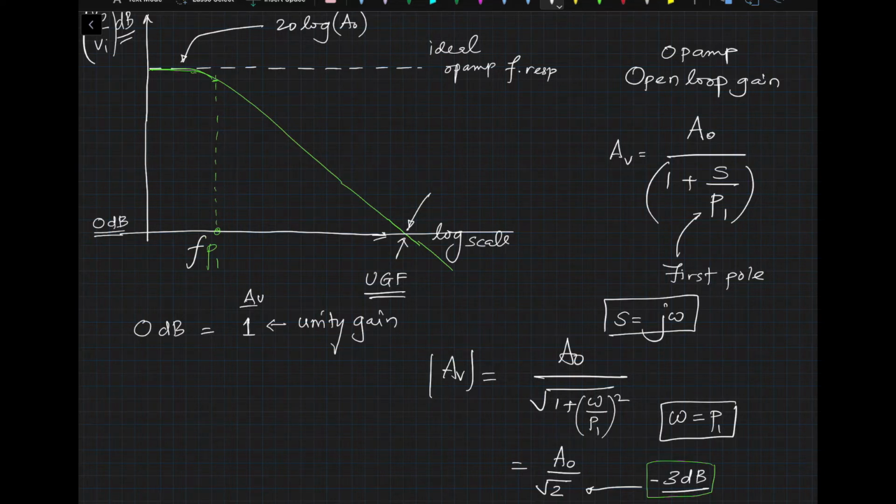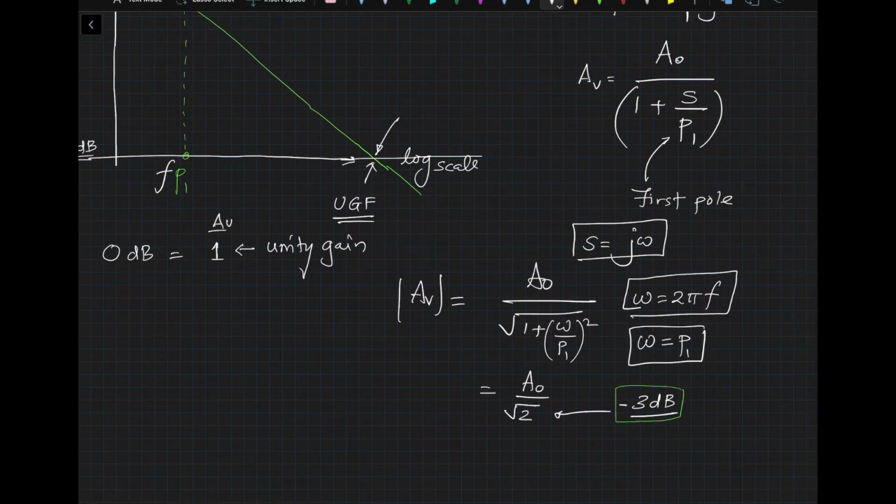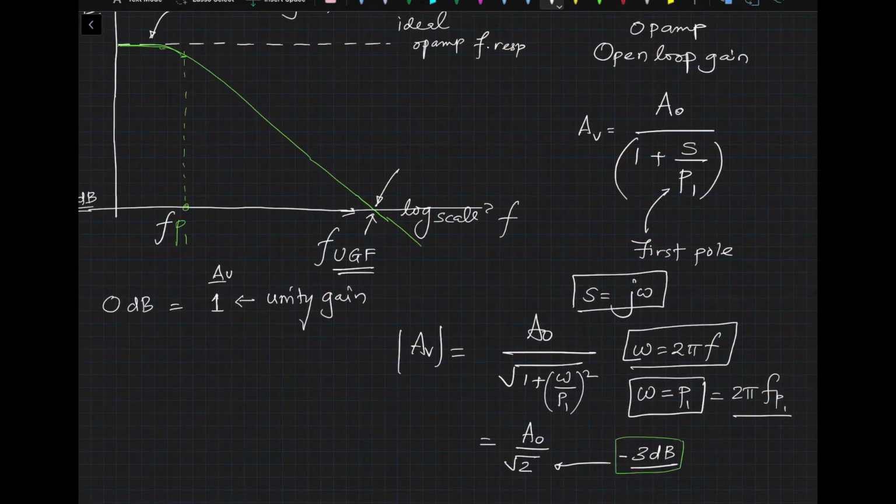Omega is equal to 2 pi f. So this is equal to 2 pi FP1, just the scaling factor so that it becomes easy for us. And this is our frequency F. So this is F unity gain frequency, where the gain will drop to 1 or 0 dB.